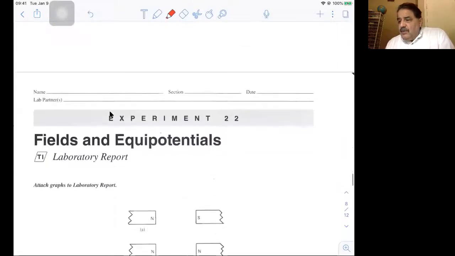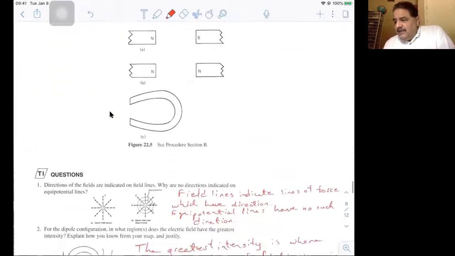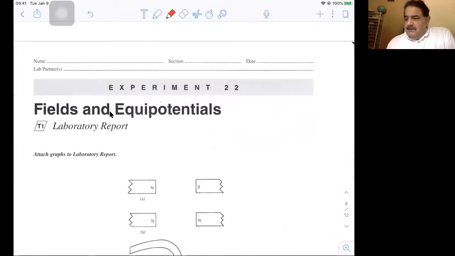And the laboratory report is filling in the drawings. So hopefully I can get all these. I didn't mean to show you the answers. I should have erased that, but that's okay. And then you do the questions afterwards. So that's kind of the intro to this particular lab. And we'll end the intro right here.